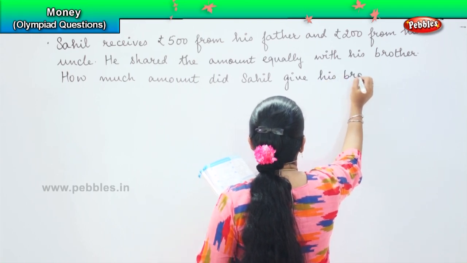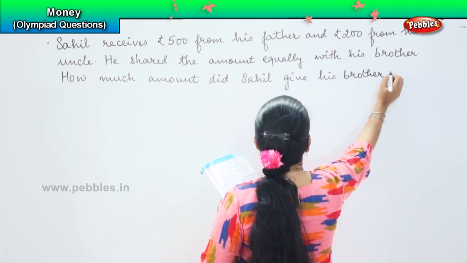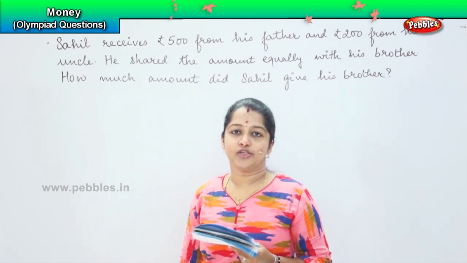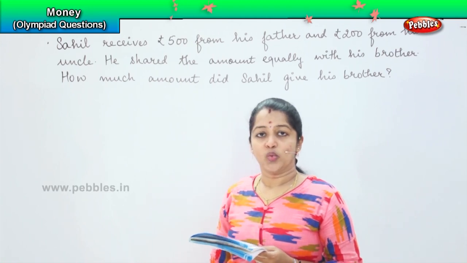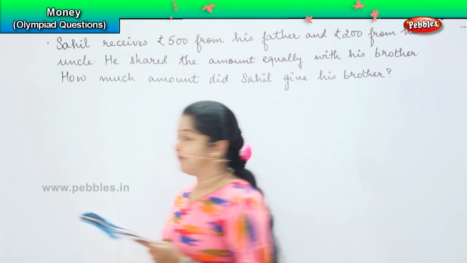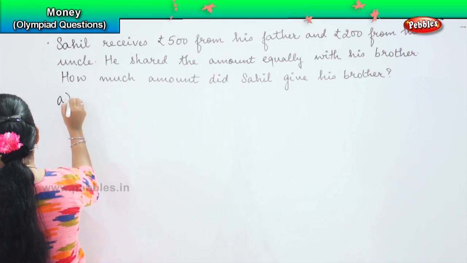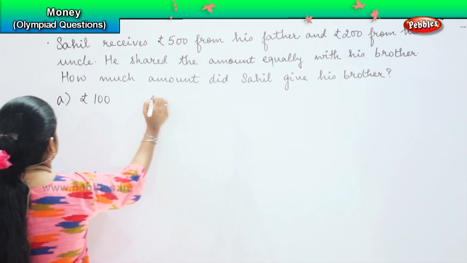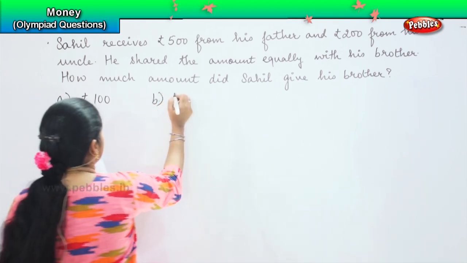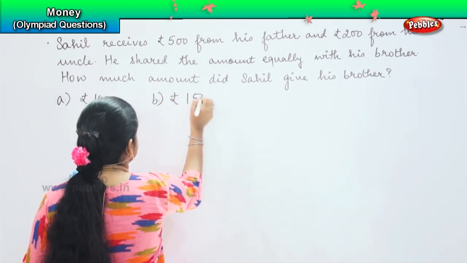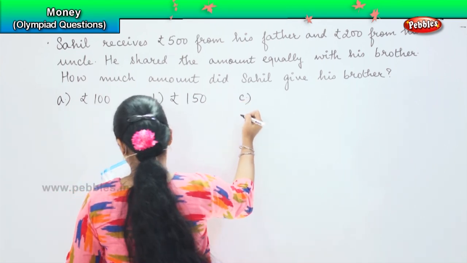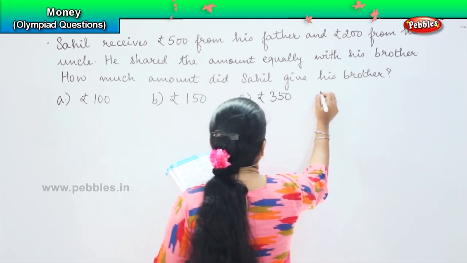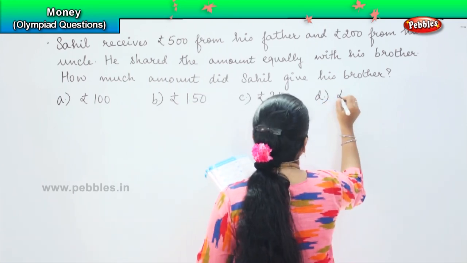So understood the question, children? So first we need to find the total amount which Sahil is receiving, and then we need to find out what is the share which his brother gets. Okay? The options given here are rupee 100, option B, rupee 150, option C, rupee 350, and option D, rupee 250.